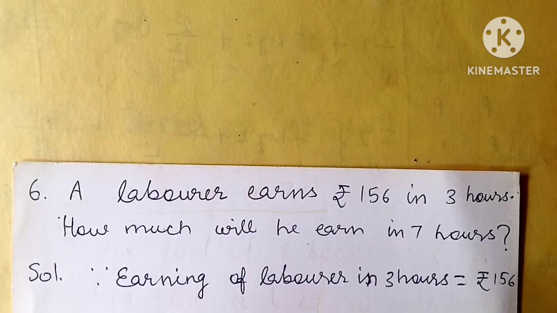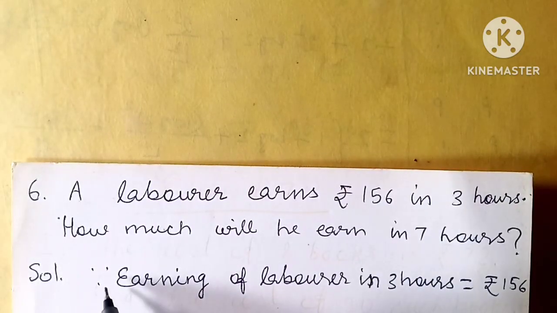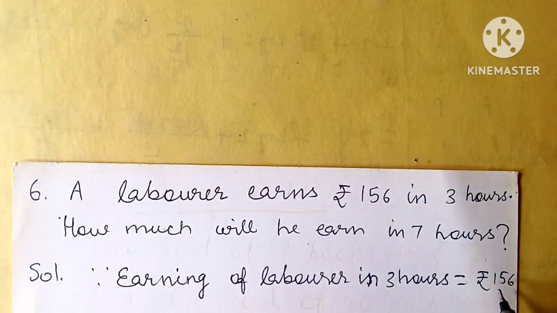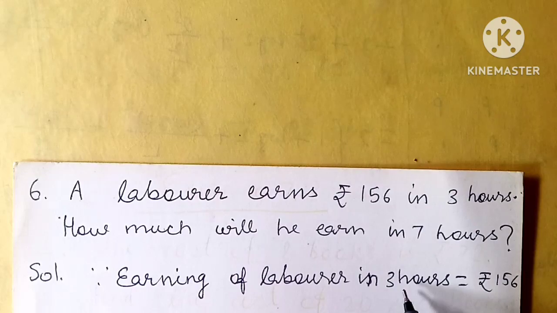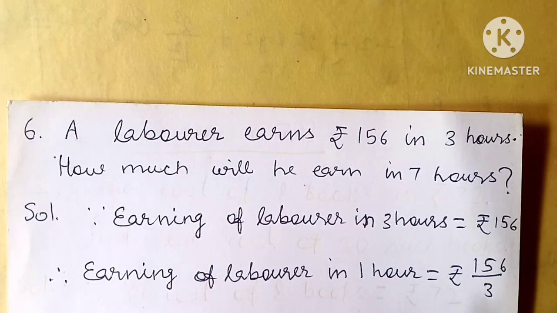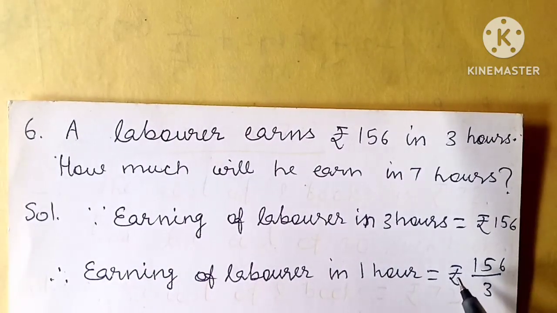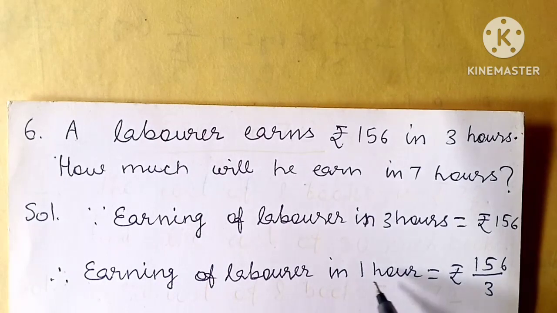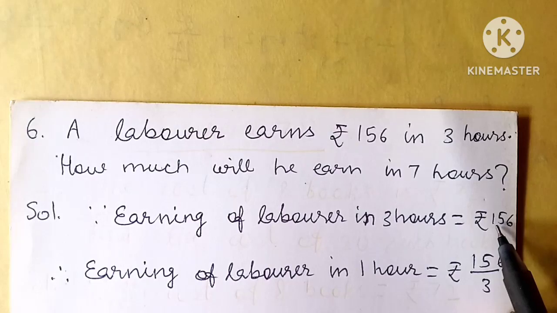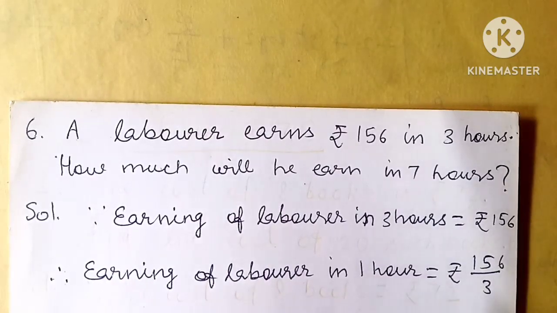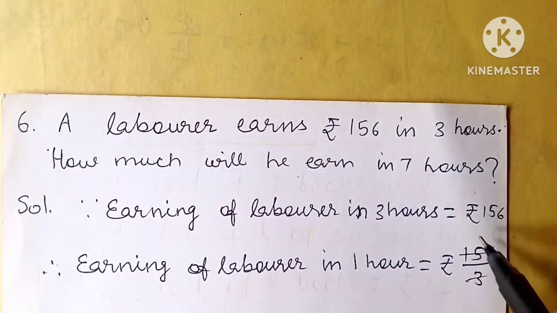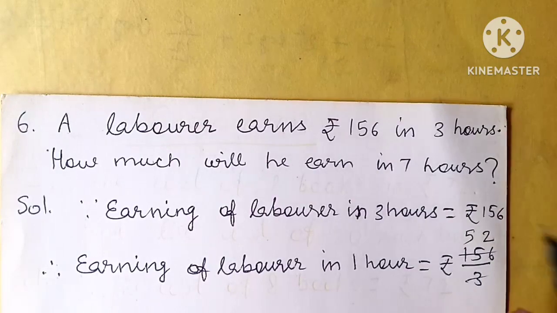And the statement is, a laborer earns rupees 156 in 3 hours. So we can write the same statement in this way, since earning of laborer in 3 hours is equal to rupees 156. Now we should find earning of laborer in 1 hour, and for that we have to divide. Therefore, earning of laborer in 1 hour is equal to rupees 156 upon 3. Now it is cancelable. 3 5s are 15, 3 2s are 6.